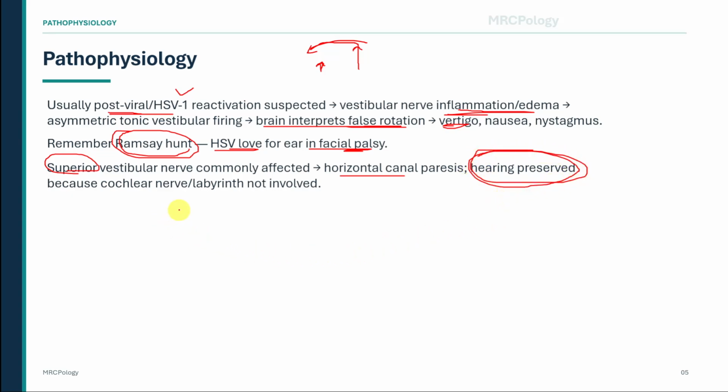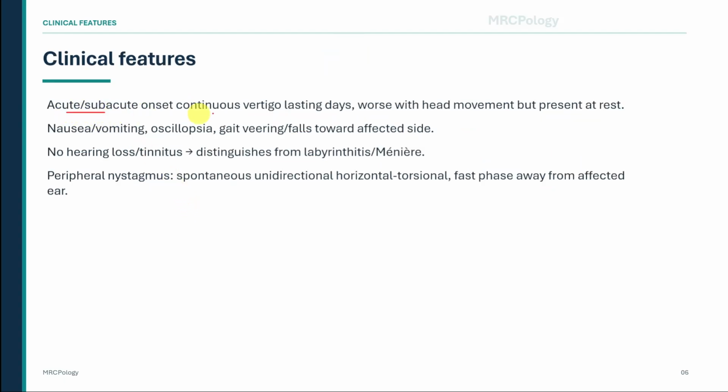Clinically, vestibular neuritis presents with acute or subacute onset continuous vertigo lasting days. This is not a 10-second positional spell. This is not a brief faint feeling. This is sustained spinning vertigo, often with nausea, vomiting, oscillopsia, and gait unsteadiness. Oscillopsia means the visual world appears to bounce or move because the vestibulo-ocular reflex is not stabilizing gaze properly. The patient may veer or fall towards the affected side because the tone from that vestibular apparatus is reduced. The important negative feature is no cochlear symptom, no hearing loss, no tinnitus, no aural fullness.